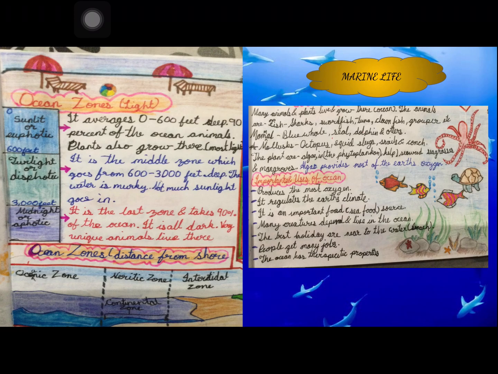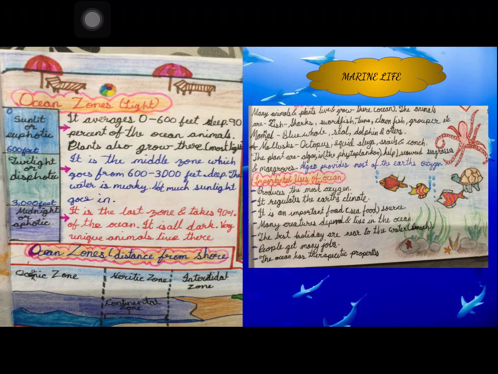So now we're going to talk about the marine life. Many animals live and grow in the ocean. The animals are 4 types: fish, mammals, mollusks, and plants. So first let's talk about the fish. The fish like sharks, swordfish, tuna, clownfish, groupers, etc. Mammals that live here are blue whales, seals, dolphins, and otters.